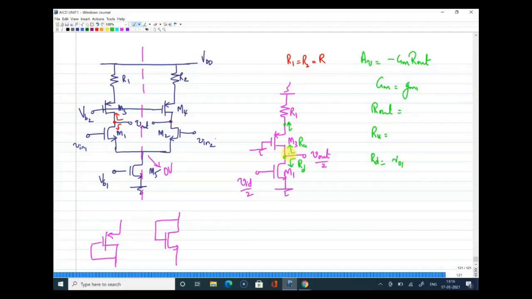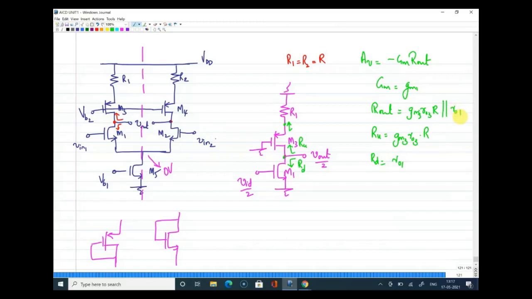So whenever you see a resistance from the drain of another transistor, the same resistance will be magnified by the intrinsic gain of the transistor. So now your R out, R up will be equal to gm3 ro3 into R. So your combined impedance or output impedance is equal to gm3 ro3 into R in parallel to ro1.